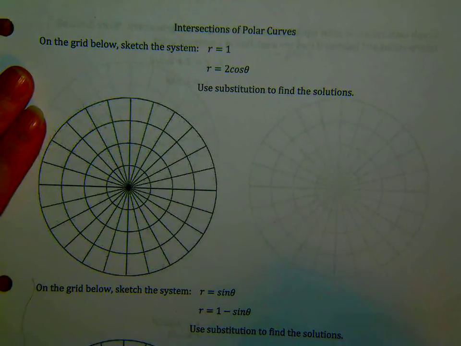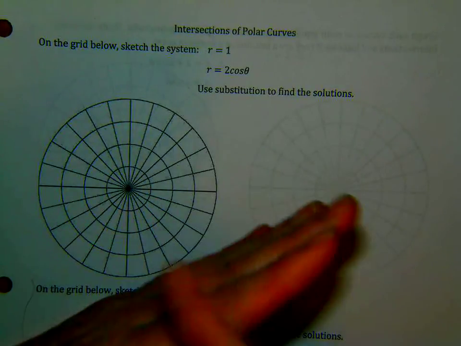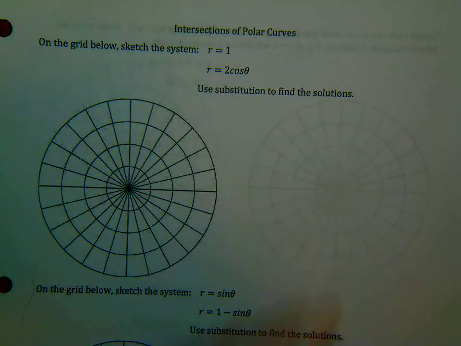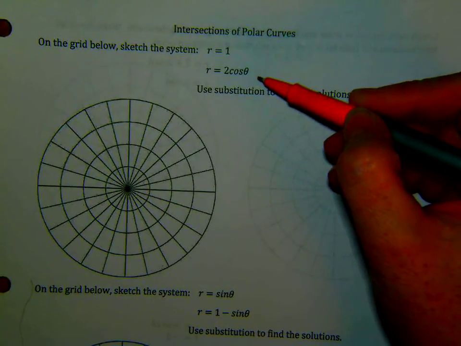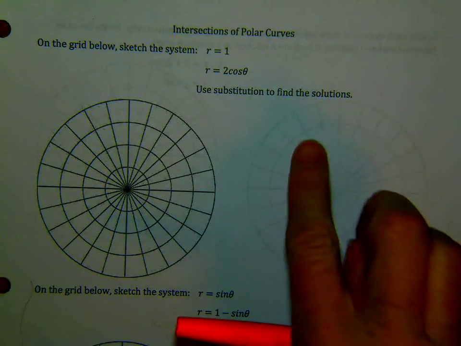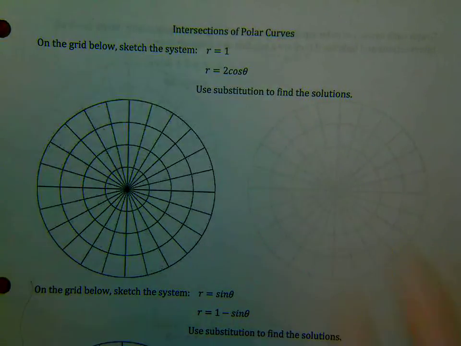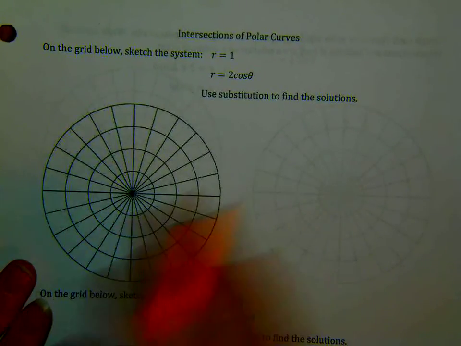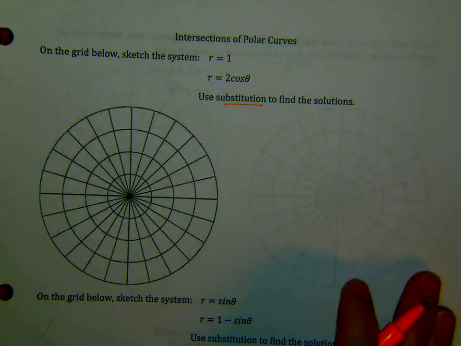Just like we do with algebra, with two lines, where do two lines intersect? The solution of two lines is where they intersect. In the same way with polar curves, the solution of two polar equations is where they intersect. What do we do with two lines? There's three ways: elimination, substitution, and graphing. Same thing here. So we're going to graph and we're going to use substitution. Let's do graphing first.